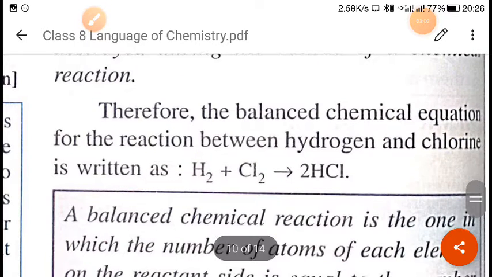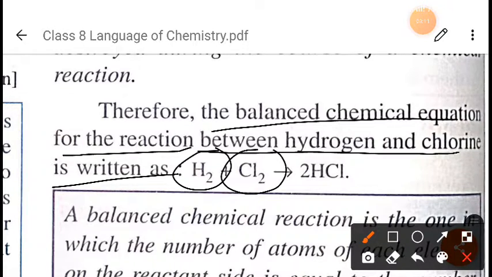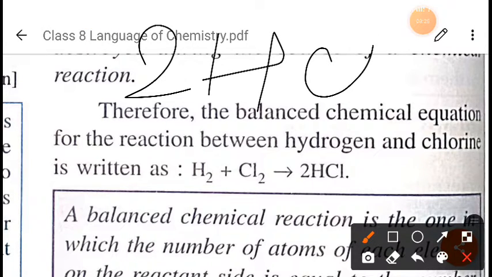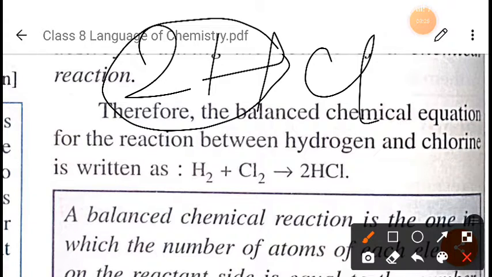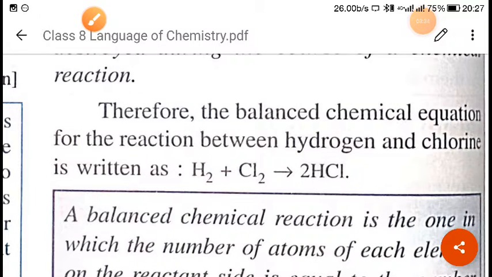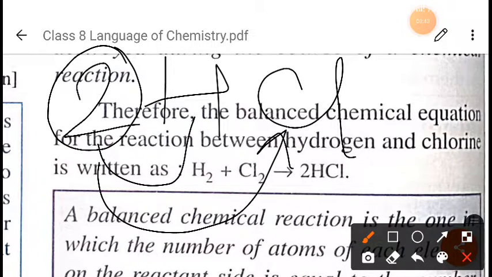One example is given here. The balanced chemical equation for the reaction between hydrogen and chlorine can be written as H2 plus Cl2 gives 2HCl. Here you can see how many hydrogen? 2 hydrogen. Here also 2 hydrogen. Chlorine, Cl2, 2 chlorine; here also 2 chlorine. Because when you write 2HCl, this 2 is for hydrogen also, and this 2 is for chlorine also.